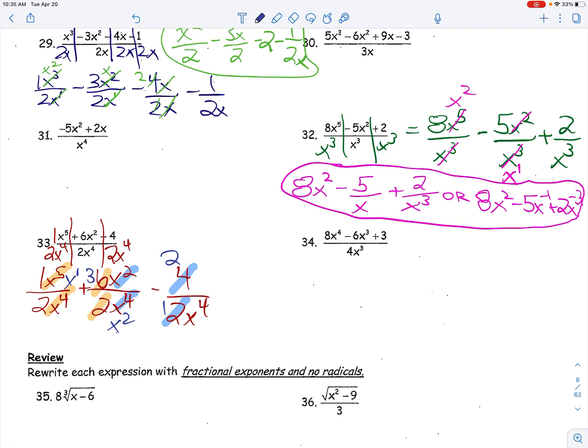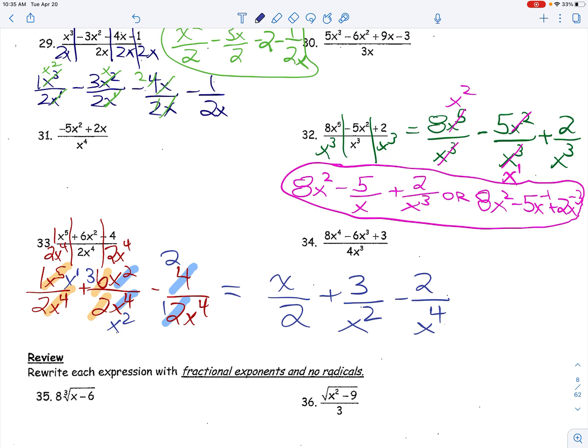All right, so what do we have here? 1x^1 over 2. So I'm not doing 34, so I'm going to use that room. x^1, or just x, over 2 plus 3 over x squared minus 2 over x to the 4th. All right. So that's good.